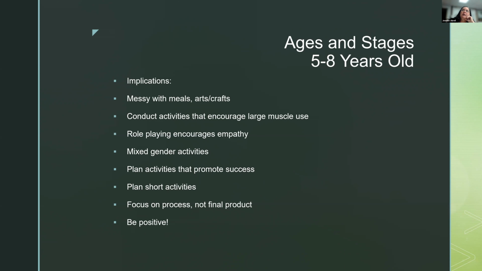We want a lot of activities that encourage large muscle use, because their gross motor skills are easier for them to use at this point. But there's also a place for encouraging them to start to develop those fine motor skills. Role playing is a great one at this age. They like to play pretend, and so that can be fun for them. Try to do some things with all of the genders together, planning activities that promote success.